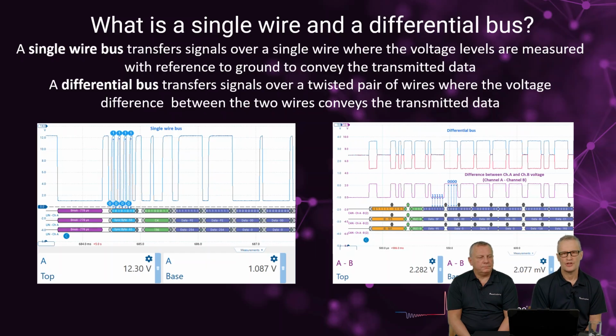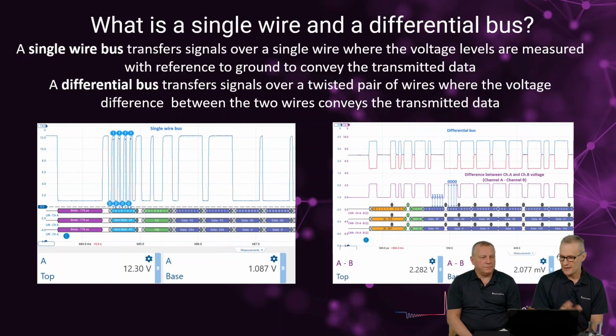So we ask for the top measurement, which is pretty much the average top value, and equally the same for the base. And there we can see on the left our top value is 12.3 and our base value is 1.087 volts, so not quite ground. Similar on A minus B, this is the differential on the right hand side. We've got a top measurement of 2 volts and a bottom measurement of almost 0 volts.